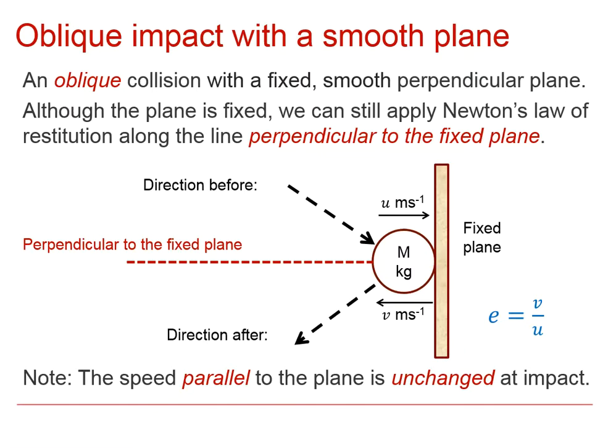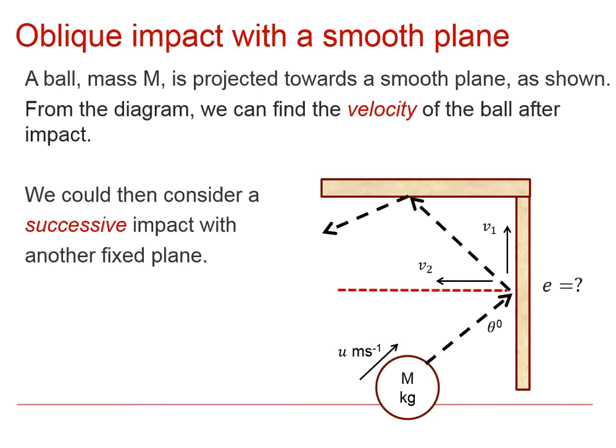So we're looking now at an oblique collision with a fixed smooth perpendicular plane. Even though the plane is fixed, we can still apply Newton's law of restitution, and that's going to be along the line that is perpendicular to the fixed plane here. What we're interested in is resolving the speeds and realizing that the speed parallel to the plane is unchanged at impact. So it's only the speed perpendicular to the plane that is affected by the collision.